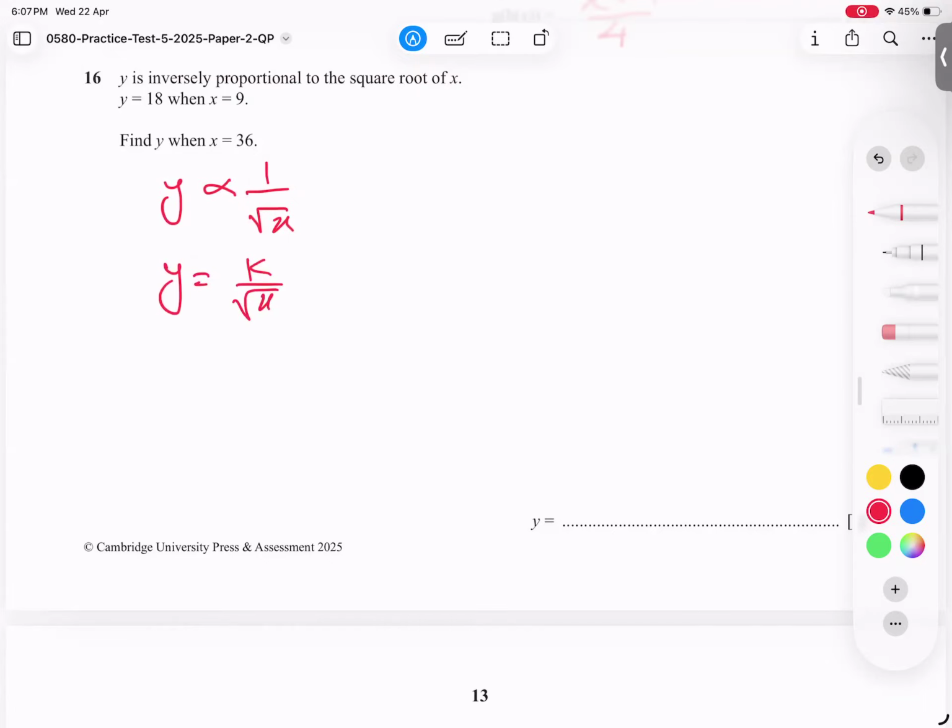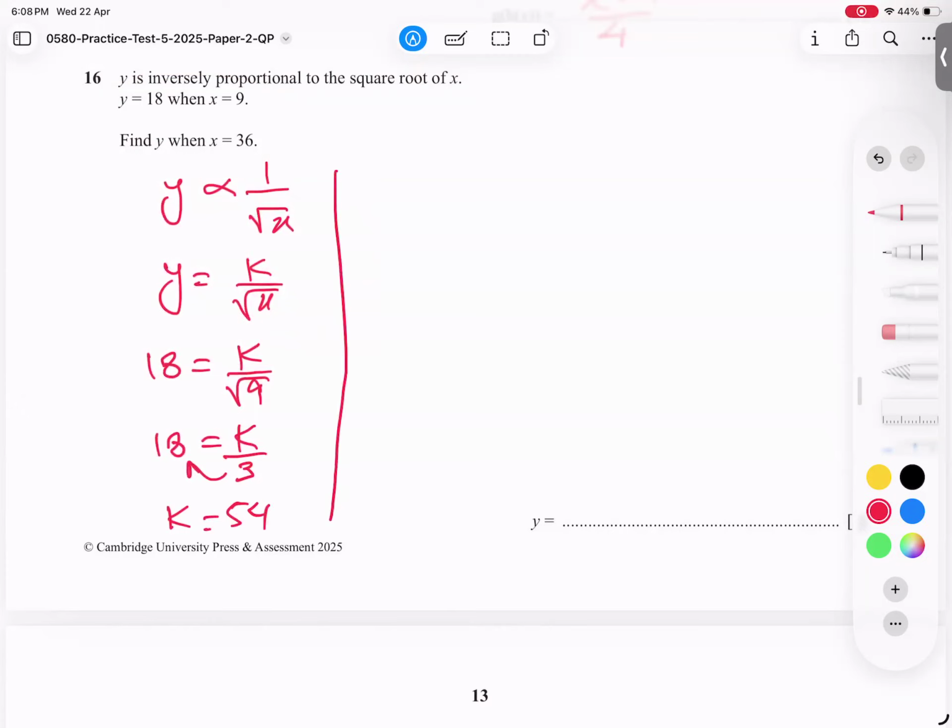Now I'm putting this pair of values. So y is 18 and x is 9. Root of 9 is 3. If I put here, this is root 3, and 3 multiplies with that. So k becomes 54. Is the question done? No, not done. He said further. So I'm going to put this back in the equation here. So I'm getting y is equal to 54 over root of x.